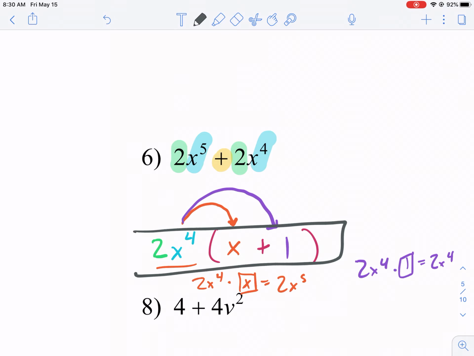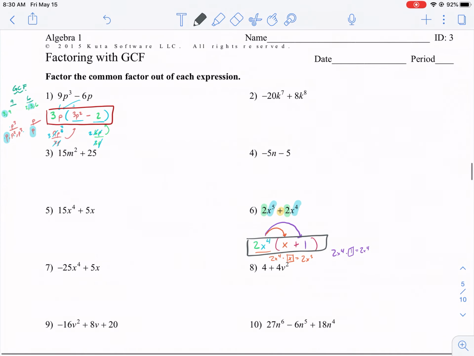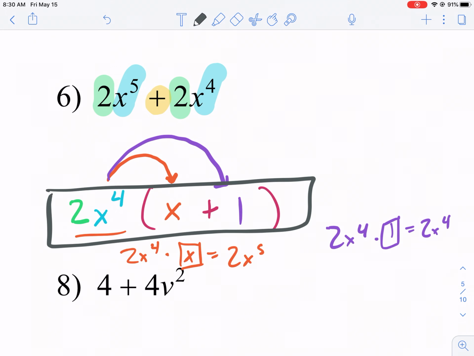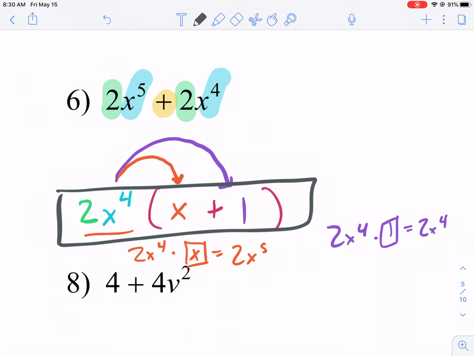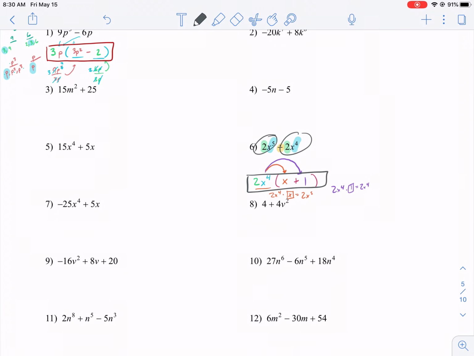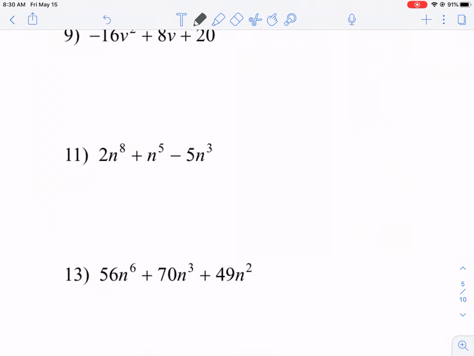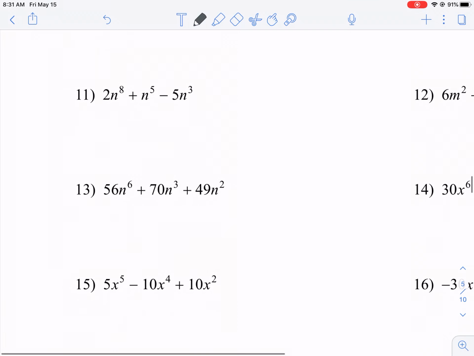That's one way to do these problems. So whatever you like, if you like dividing, like I showed here, or if you like just figuring out what term you need to multiply the GCF by to get these terms here, that works too, okay? Let's go ahead and jump to a more complicated one. Let's use one with three factors.